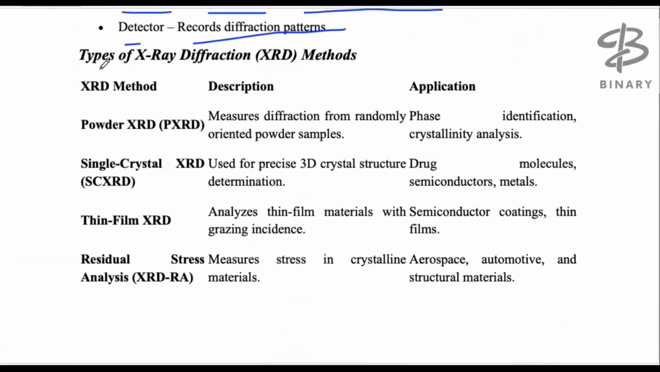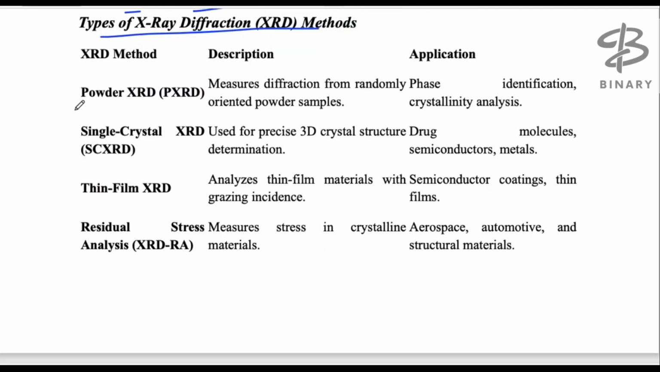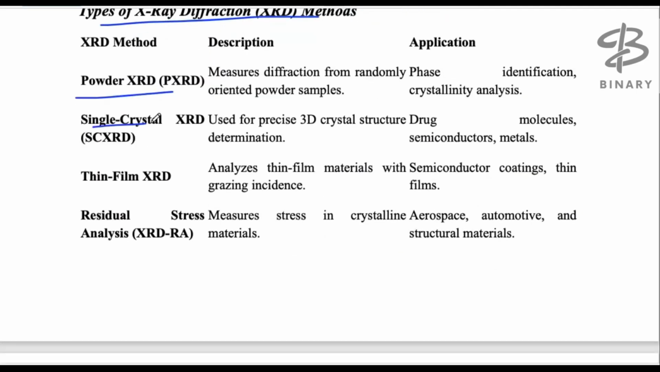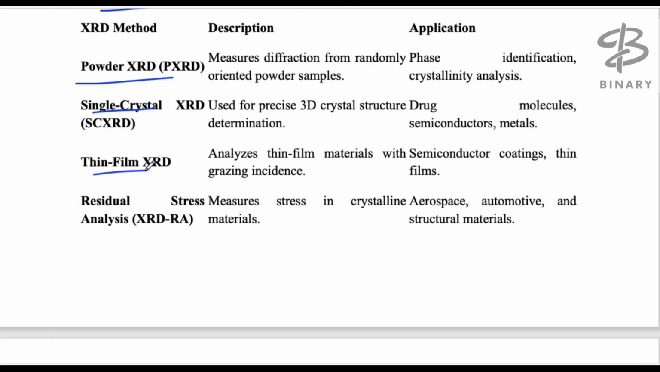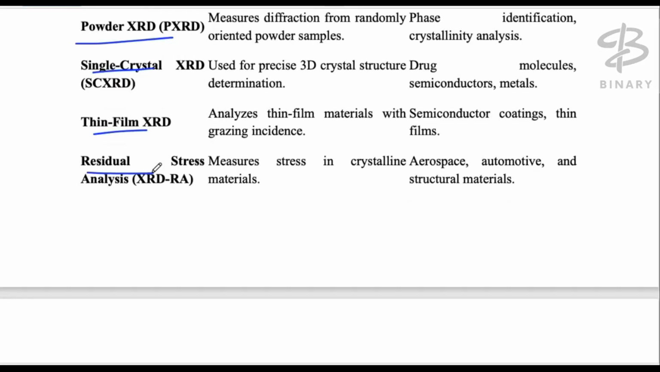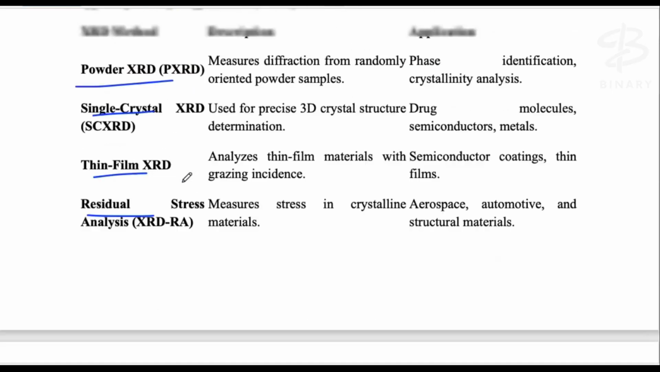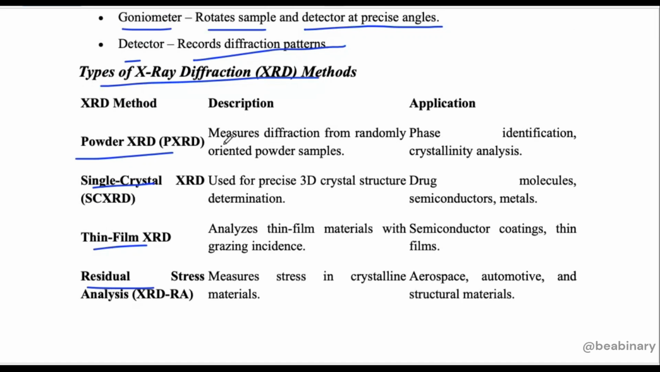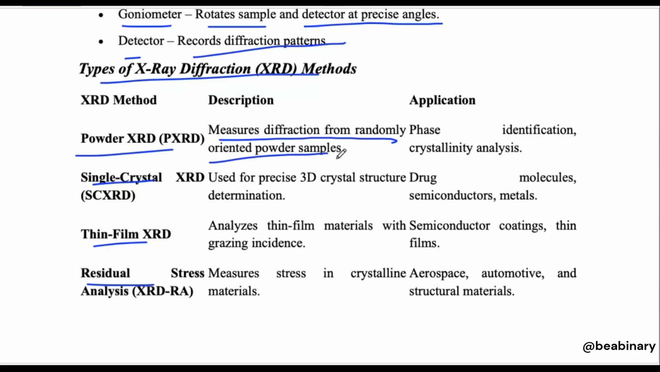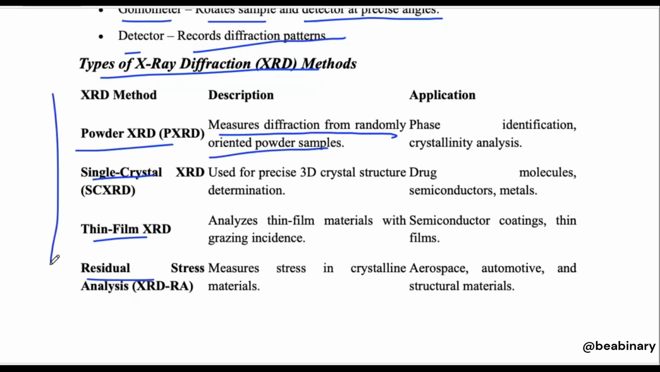Types of the different XRD methods. The first one is powder XRD, then single crystal XRD, thin film XRD, and residual stress analysis XRD. These are all just methods, such as diffraction from a randomly oriented powder sample. These are just different techniques. You just need to know what the different kinds of XRD are.